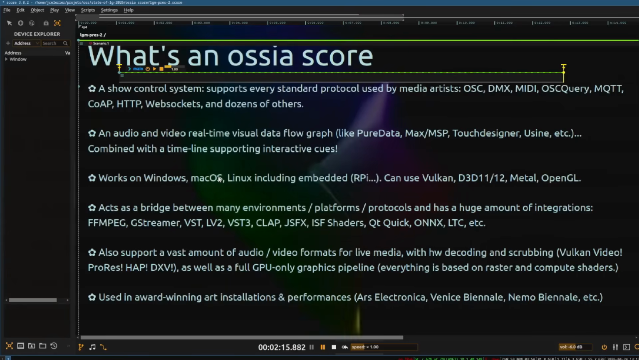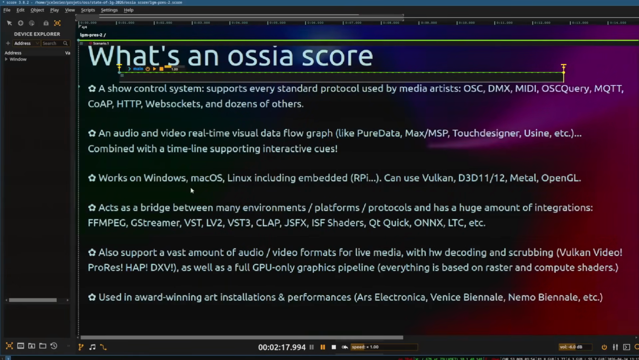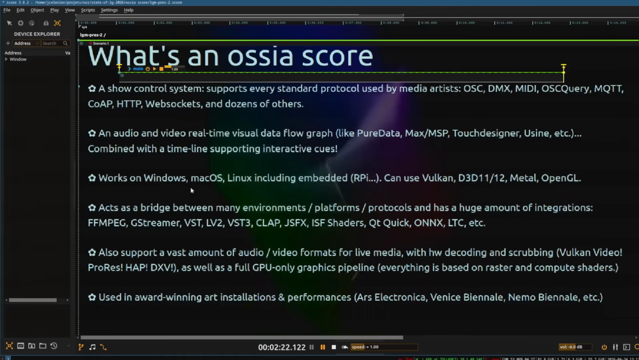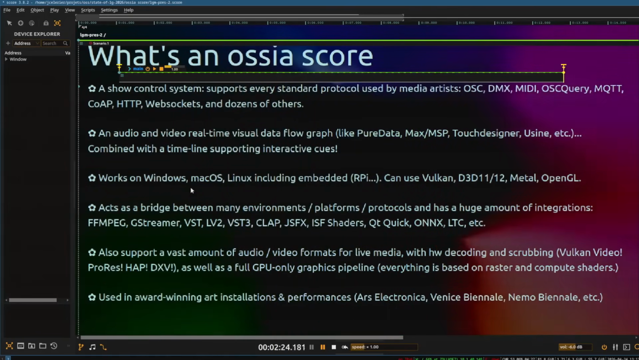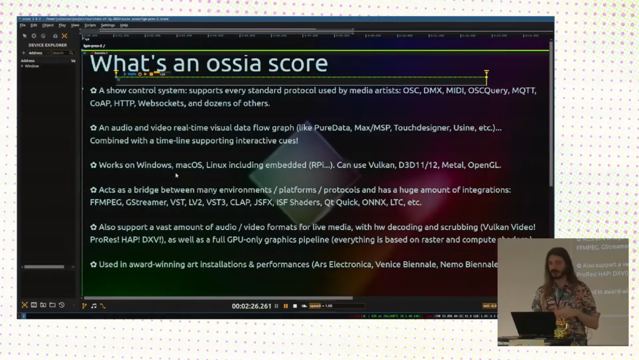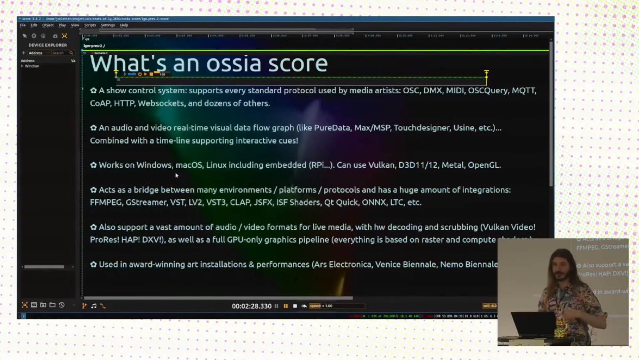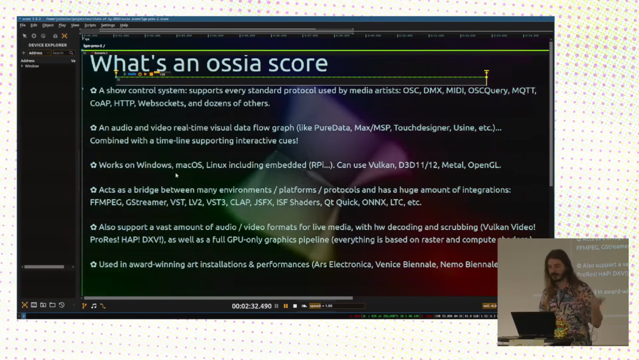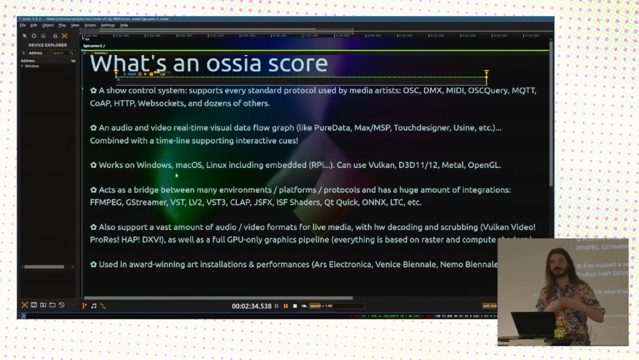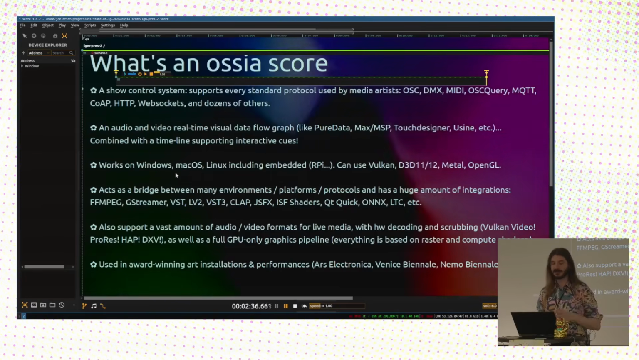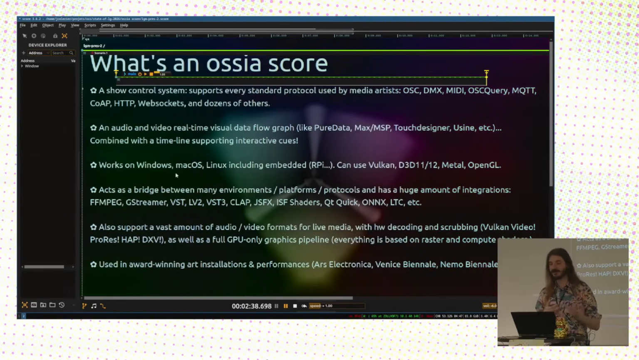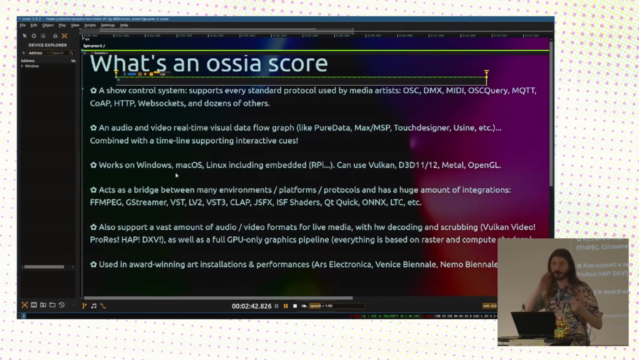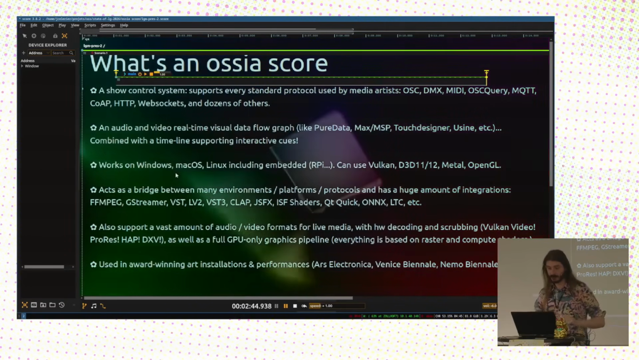It works on Windows, macOS, Linux, and also embedded systems, such as Raspberry Pi, and we try to be really inclusive of which hardware ossia runs on. In terms of graphics backend, in particular, what interests us today, it can use Vulkan, Direct3D, Metal, OpenGL, depending on your platform. And it acts as a bridge between many environments, platforms, protocols. Really, it's defined by its huge amount of integrations, and hopefully there will be more to come.